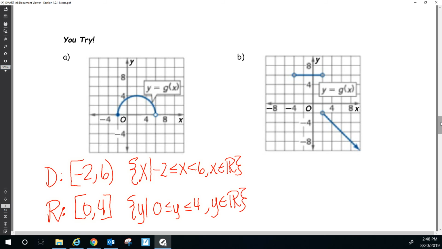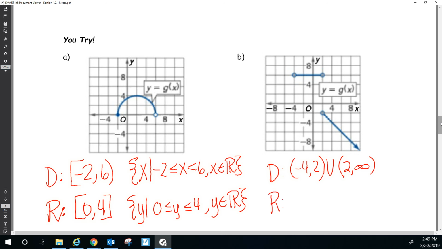All right, what did you get for B? So for B, for my domain, I see between -4 and 2. But I have open circles on both ends, and it doesn't get picked up in either of these intervals. And then from 2 to infinity.